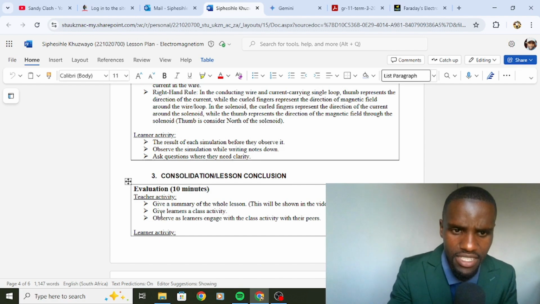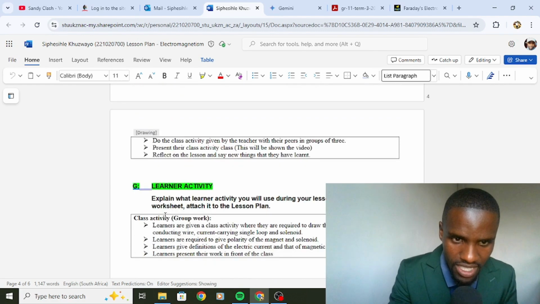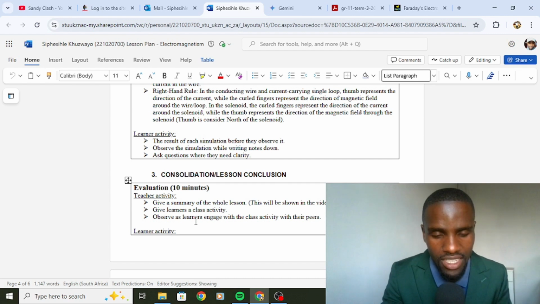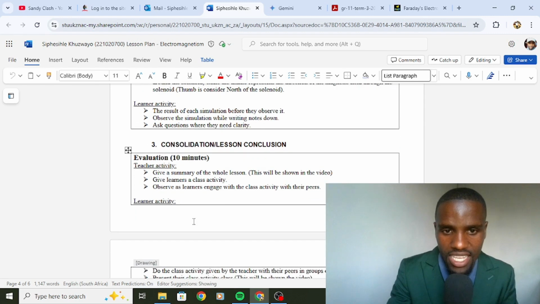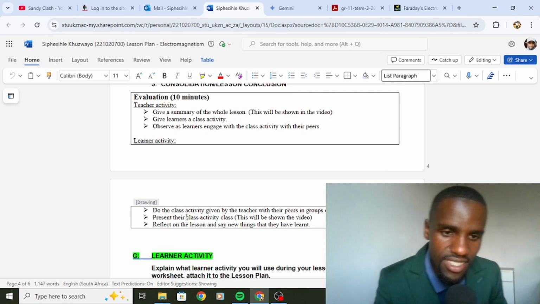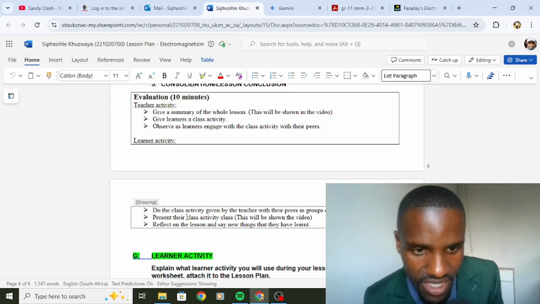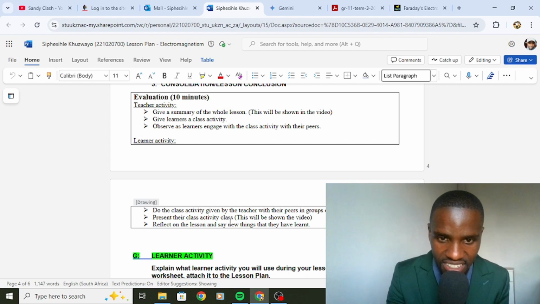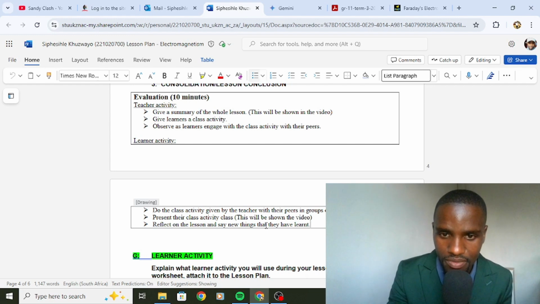Then I gave them an activity, which was just a worksheet, and I observed learners as they were engaging with the class activity. The learners did the class activity, and then they presented it in front of the class.